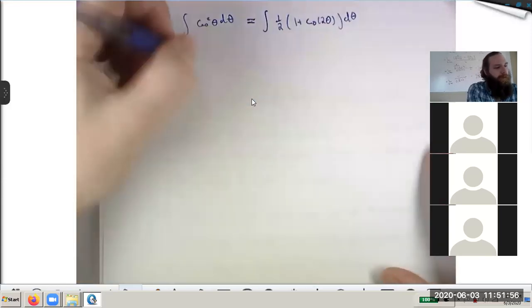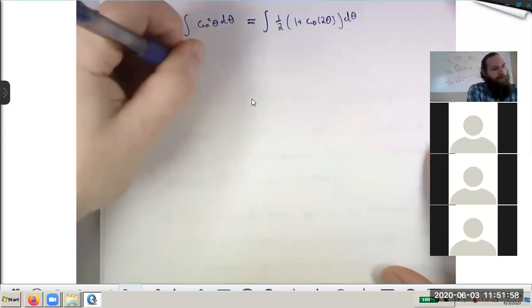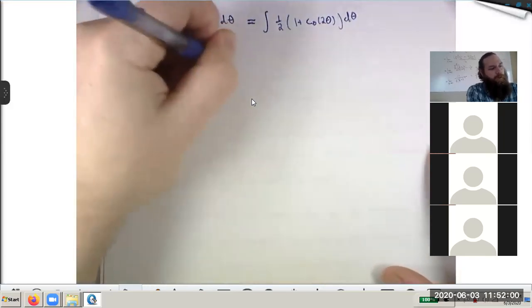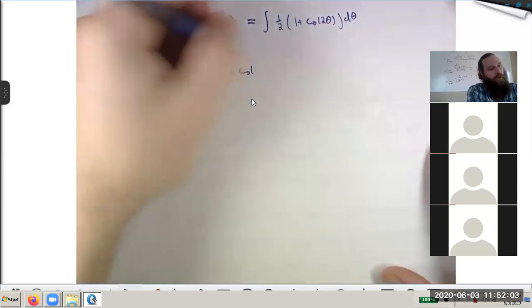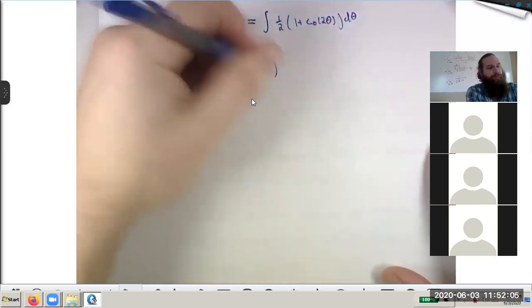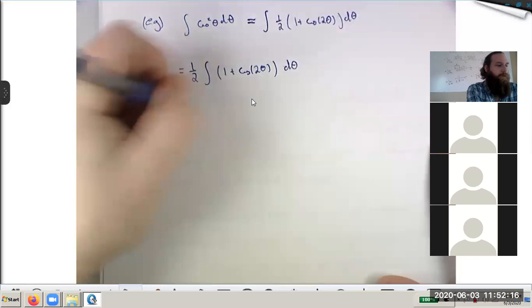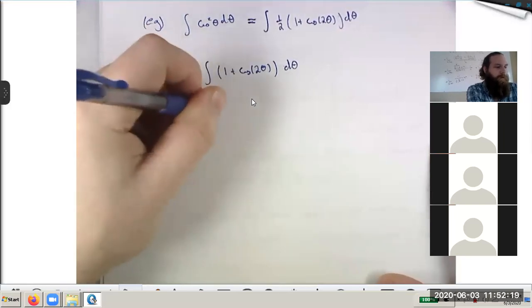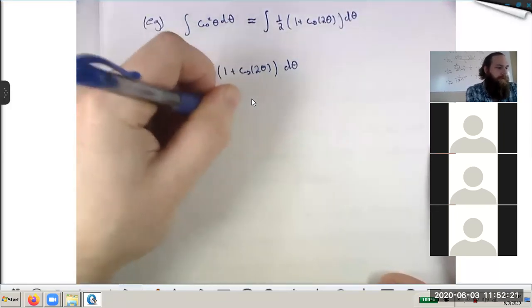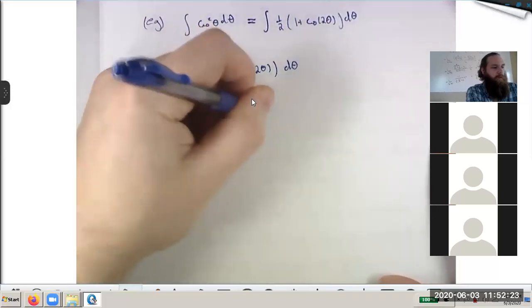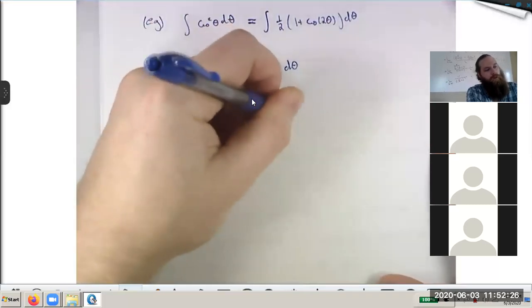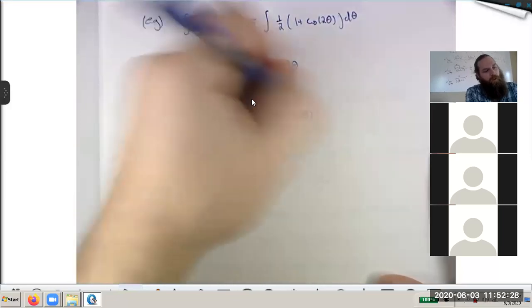From here, I can pop out the 1/2. And then what's left is the integral of 1 plus cos 2 theta d theta. And I can handle each of those on their own. The 1 is going to integrate to a theta. Cos 2 theta is going to be a tiny little substitution. So if you're being very careful about how you write things out, this would be 1/2 integral of d theta plus 1/2 integral of cos 2 theta d theta.